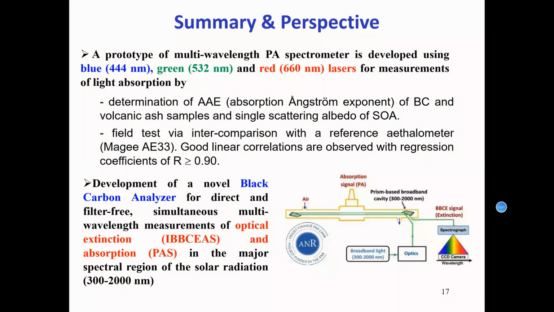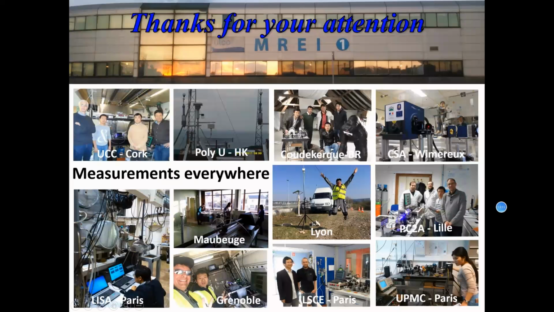For the future work, a novel black carbon analyzer for simultaneous measurement of extinction and absorption will be developed by combining IBBCEAS and photoacoustic spectroscopy. And these instruments will use a broadband laser source with a spectrum from 300 to 2000 nanometers. And then thanks very much for your attention. Thanks to my colleague for the measurement.